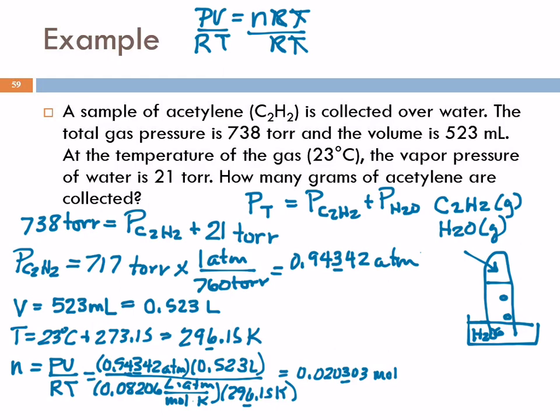Now, we need to know the molar mass of acetylene, so I'm not going to write that down. I'll just say it is 2 times 12.01 plus 2 times 1.008, 26.036. So 26.036 grams per mole times 0.020303, and we come up with 0.529 grams, down there in the corner.